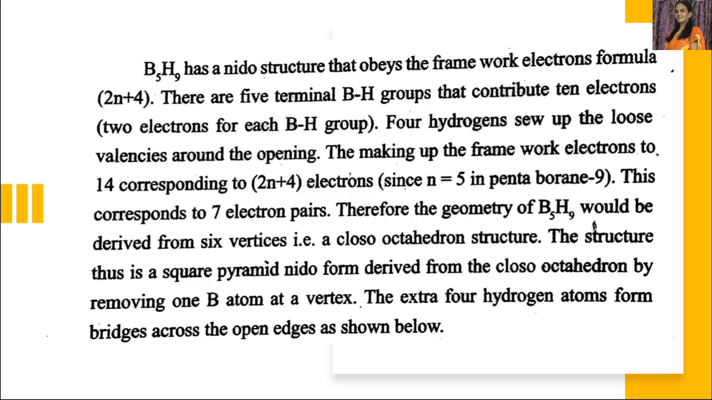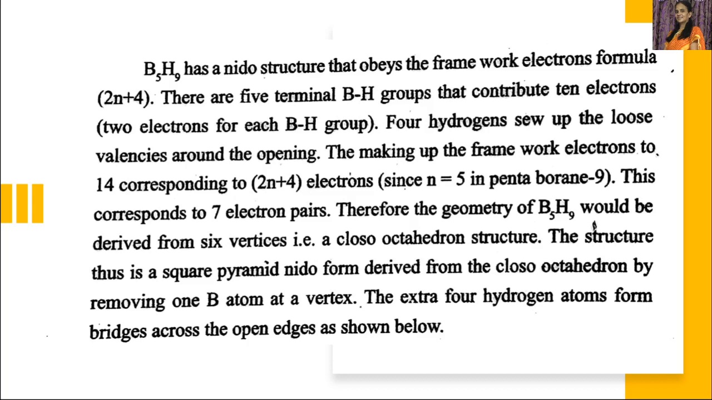Therefore the geometry of B5H9 would be derived from 6 vertices, that is a closo-octahedron structure. The structure thus is a square pyramid nido form derived from the closo-octahedron by removing one boron atom at a vertex. The octahedral structure has 6 vertices. From one vertex, one boron atom is removed, and then we get the nido structure of B5H9, pentaborane.